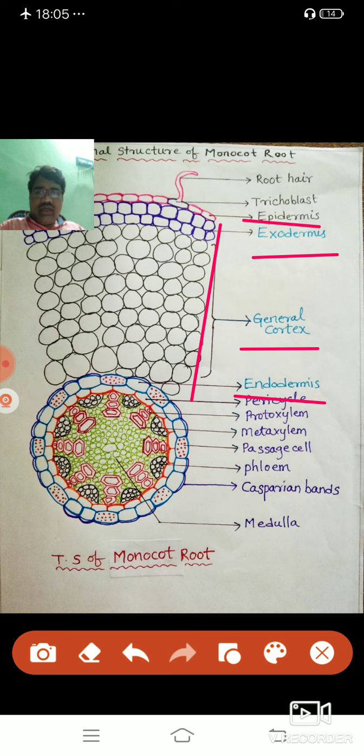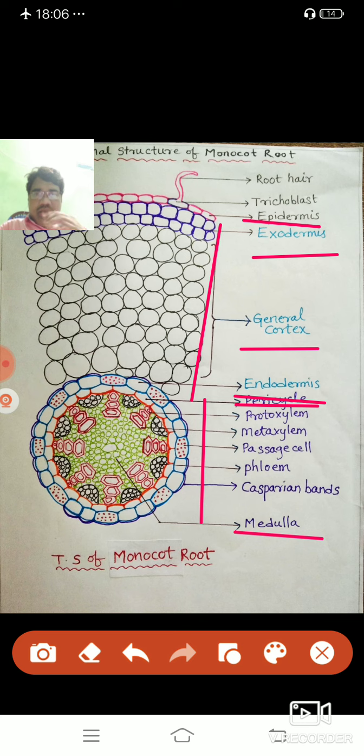Next, the central region of monocot root is called stele. The stele is differentiated again into three regions. First one is pericycle. Second one is vascular bundles, xylem and phloem. The third region is medulla. So that is three regions in the stele. This is a stele region. It is the central region of the monocot root.